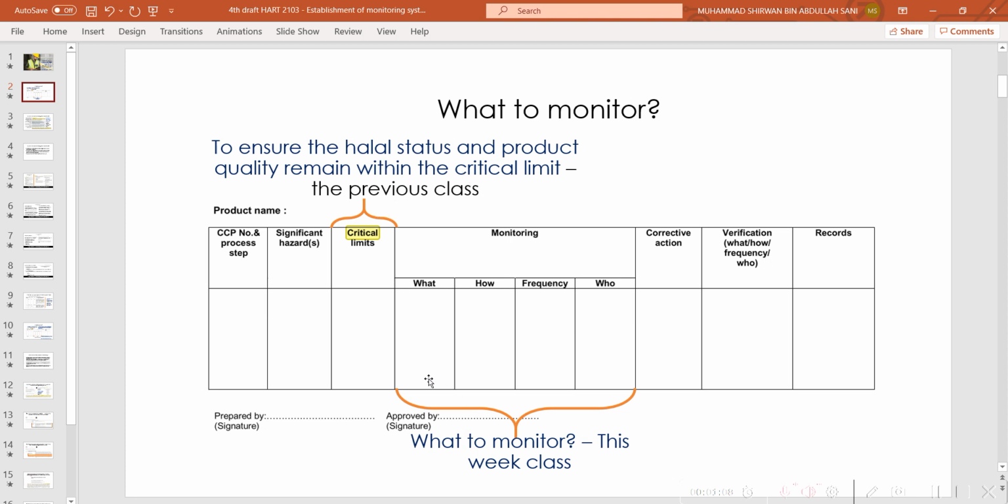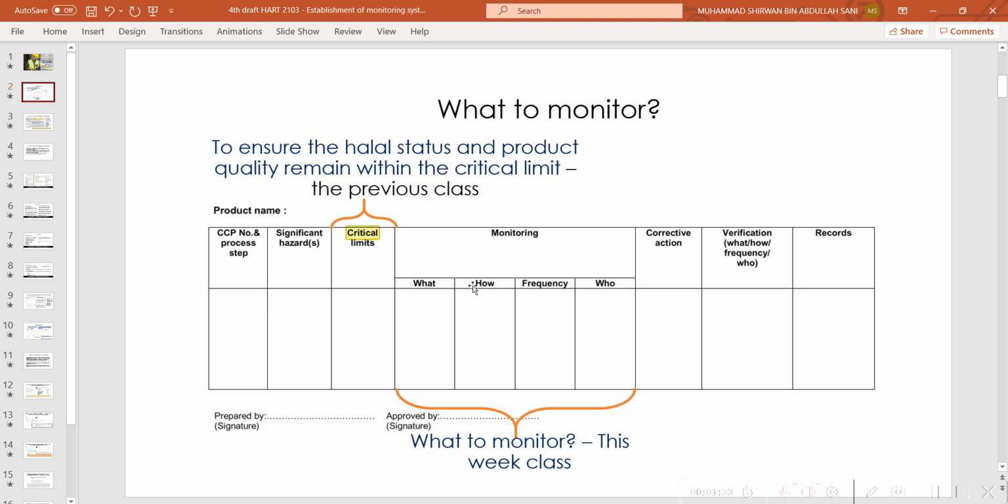So for today, we are going to learn the next column, which is the monitoring column, where this monitoring column is divided into four sub-columns, where the monitoring activity shall cover what to monitor, how frequent you need to monitor, and who will be taking responsibility to monitor the critical limit.